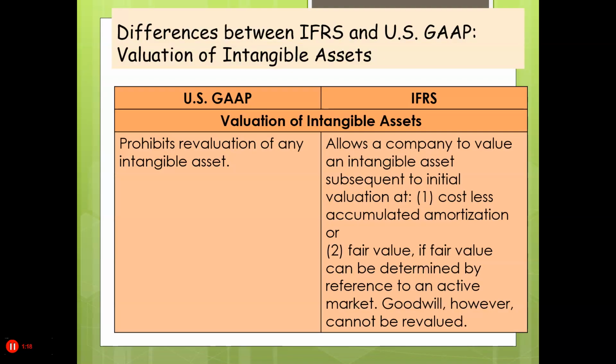Well, under GAAP, we cannot revalue an intangible asset, but under the international standard, they allow an intangible asset to be subsequently revalued if fair value can be determined by reference to an active market. However, goodwill cannot be revalued, but an intangible asset can. So let's take a look at an example under both methods.